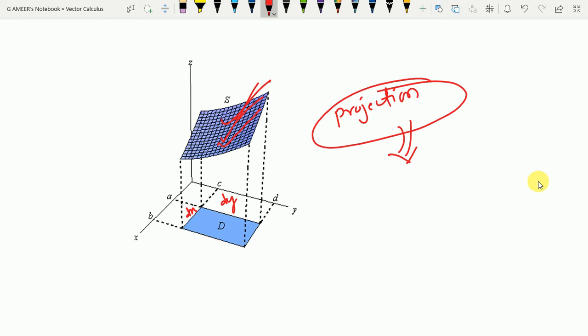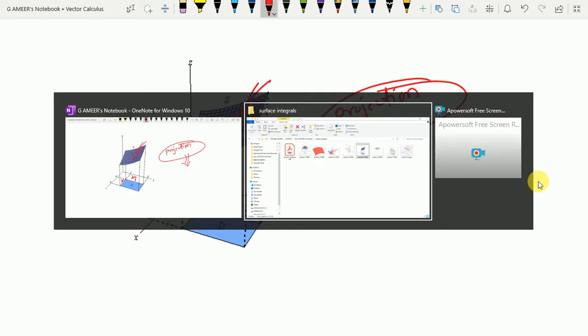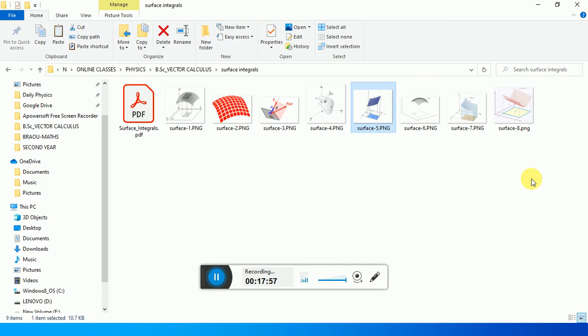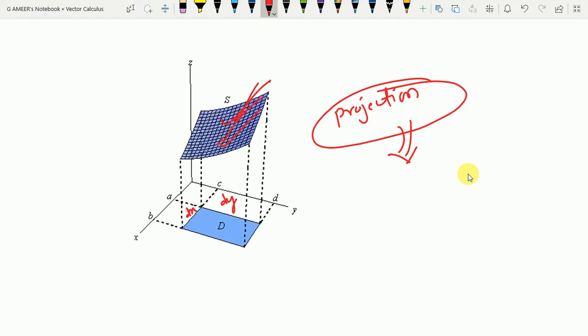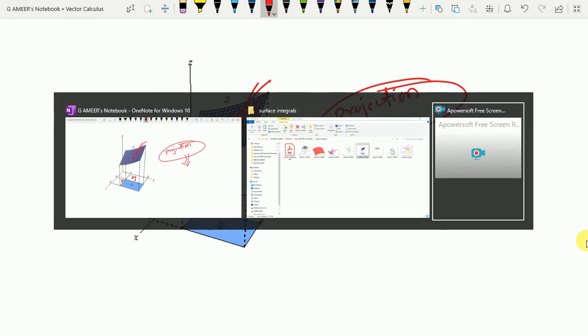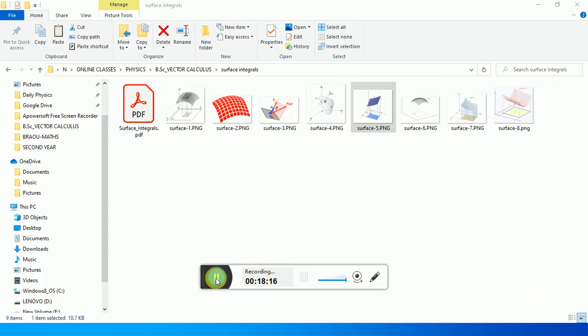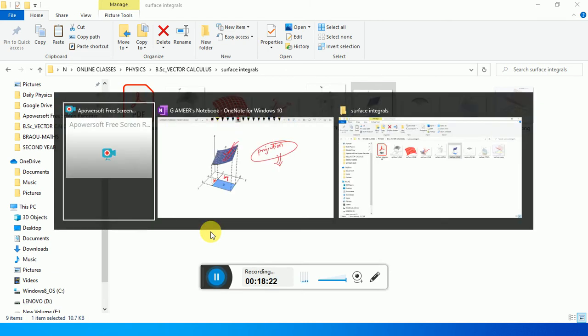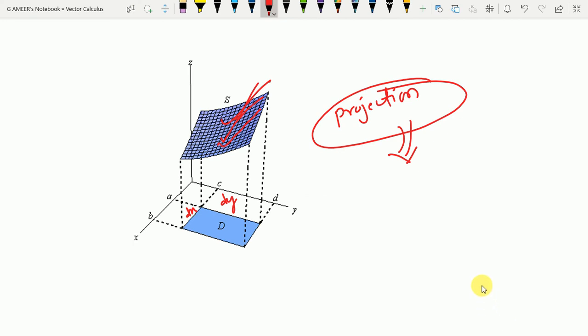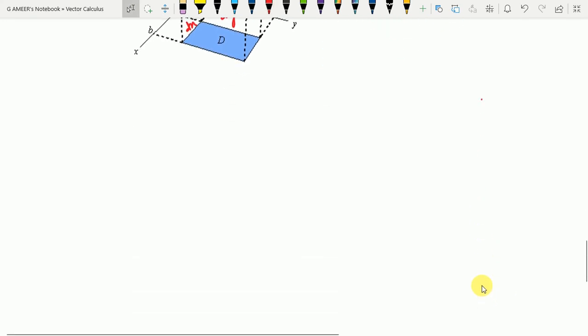Okay, fine. So like that you can also search on the website. There are many images there. I also downloaded them from the website only. Okay, fine. So I'll take some sums. When I take the problems, then you will understand clearly what it actually is. Okay students, we'll take some examples so you can understand clearly.